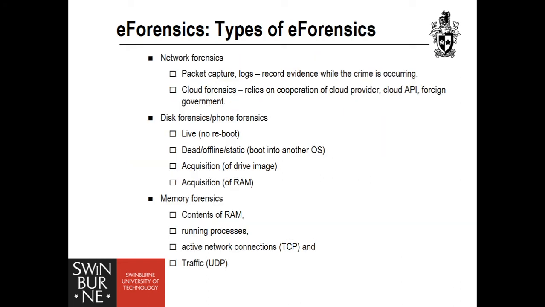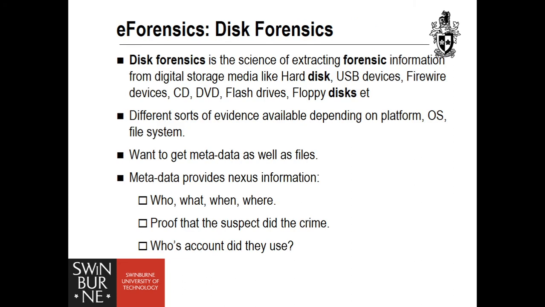So these are the types of e-forensic. We have here network forensic, disk forensic, memory forensic. Okay, disk forensic is forensic of information from digital storage such as a hard disk, USB, FireWire device, CD, DVD, flash drive, floppy disk, etc. Different sorts of evidence are available depending on the platform such as OS and file system. We want to get metadata as well as files. So metadata provides this information: who, what, where, proof that the suspect did the crime, and which account they used.